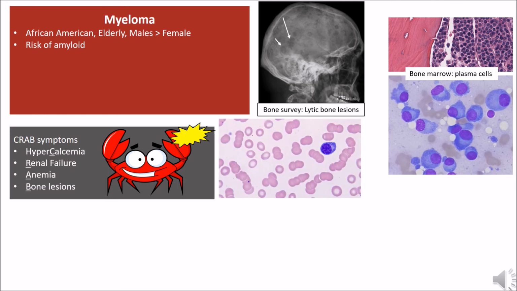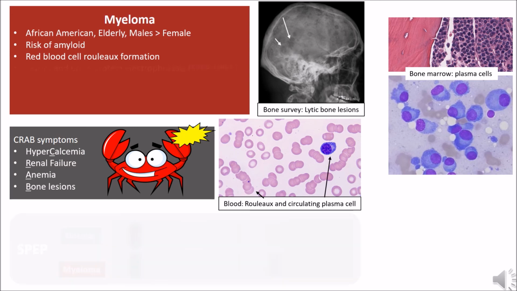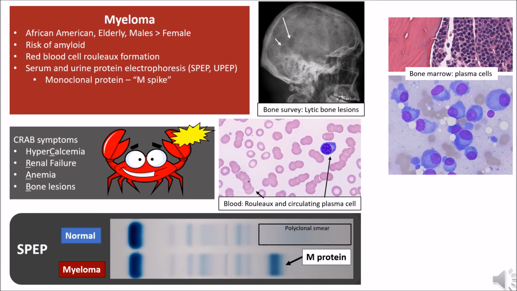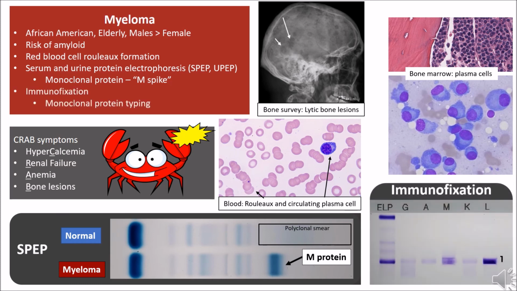Peripheral blood smears may show long chains of stacked red blood cells termed rouleau formation, and sometimes circulating plasma cells, pictured here. Serum protein electrophoresis, SPEP, in normal patients shows a smearing pattern of polyclonal immunoglobulins. In myeloma, the monoclonal protein creates a distinct band on SPEP, abbreviated M protein. Immunofixation is a technique to determine the type of immunoglobulin and the light chain class secreted. In this case, a band is seen at IgM and lambda, indicating secretion of a monoclonal IgM lambda immunoglobulin protein.